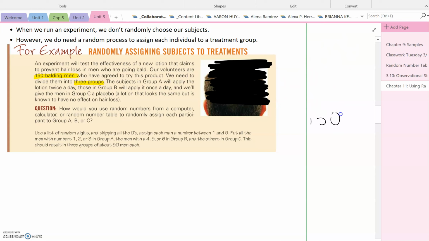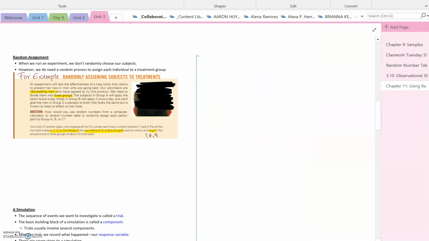So in this case, what we're going to do is assign each man a number between 1 and 9. Any man whose number is 1, 2, or 3 is going to go in group A. Any man with 4, 5, or 6 is going to go in group B. And all the others go in group C, so 7, 8, and 9. This should result in 3 groups of about 50 men each.